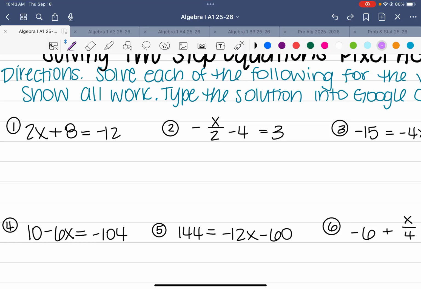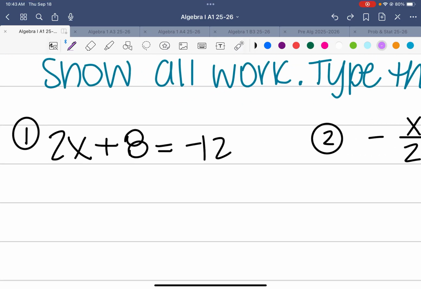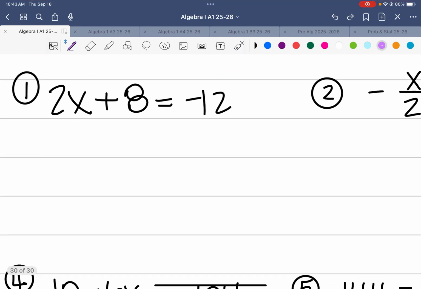So in number 1, I have 2x plus 8 equals negative 12. What number is further away, my 2 or my 8? What number is physically further away from my x? The 8 is physically further away. So let's get rid of it. How do I get rid of addition? I'm going to subtract. So I'm going to subtract 8 from one side. Just kidding, from both.